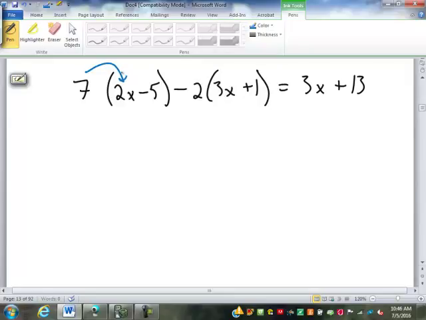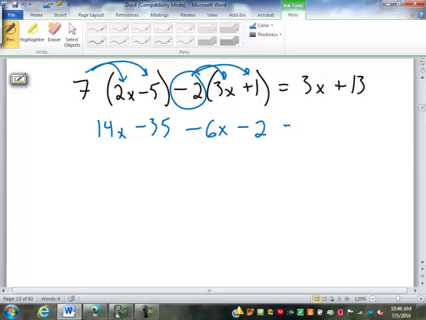7 times 2x. Good. 14x. What's next? 7 times negative 5 is negative 35. Then what? Negative 2 times 3x is negative 6x. And then negative 2 times 1 is negative 2. Now what?